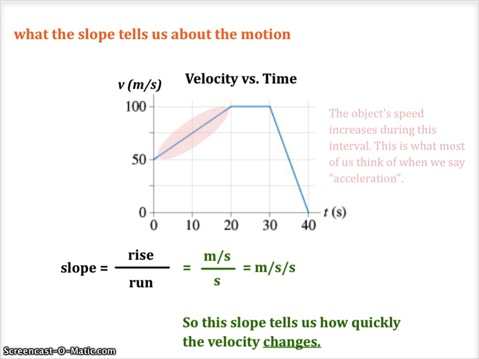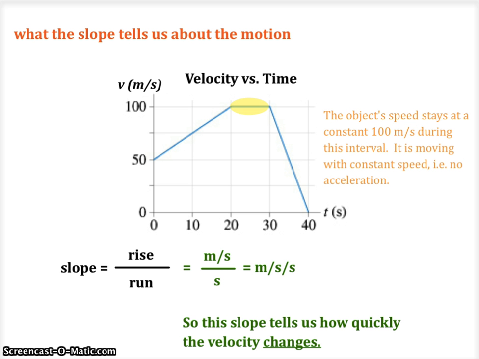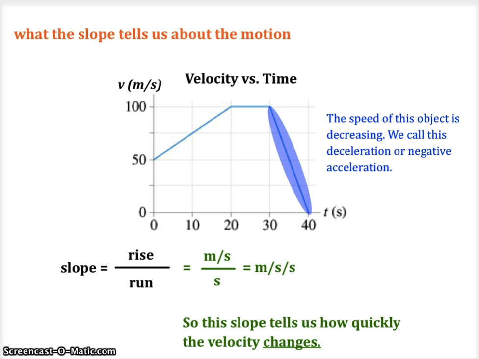But let's look at the middle section from 20 to 30 seconds. In this section, the slope is 0, it's a horizontal line, and that corresponds to this object's velocity remaining the same, a constant 100 meters per second. There is no acceleration, there is no slope. During the last interval, the object's speed changes from 100 all the way down to 0. It's brought to a stop. This is something we would probably call deceleration in our everyday language. In our class, we will also call it negative acceleration, and that corresponds to the negative slope of this portion of the graph.